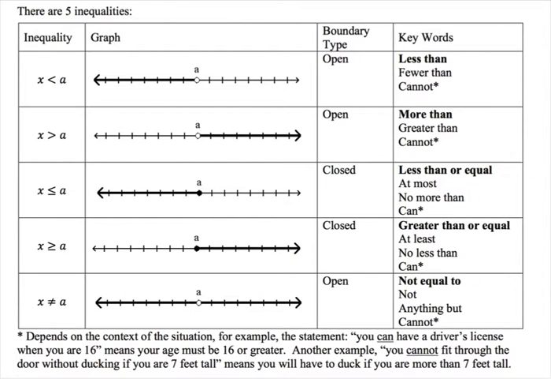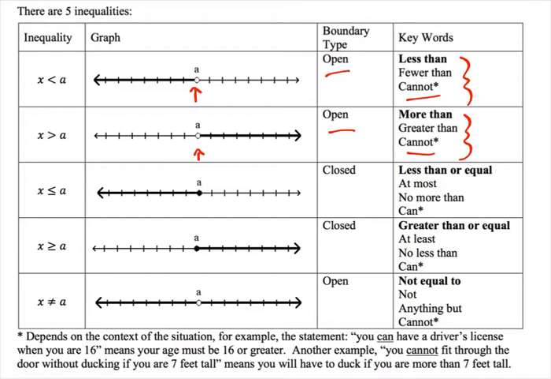So here are the 5 inequalities and the things you need to know about them. For x is less than a, notice it's an open boundary. It does not include your boundary point. Same thing with x is greater than a, open boundary, but the arrow goes larger. Notice the key words here. Generally, less than, fewer than, cannot, those are key words for x is less than. More than, greater than, and the word cannot, which I will talk about in a moment.